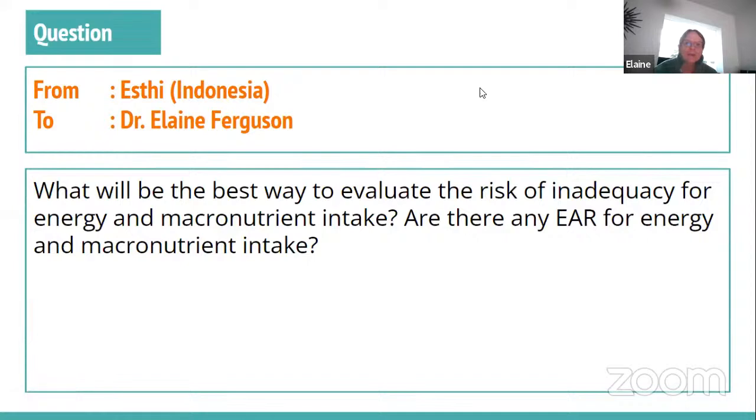What would be the best way to evaluate the risk of inadequacy for energy and macronutrient intakes? Are there any EARs for energy? No, there are for macronutrients, for protein.